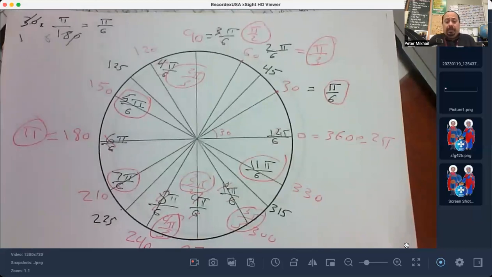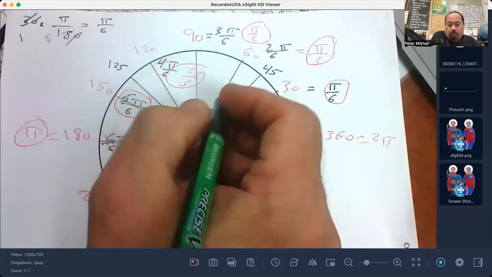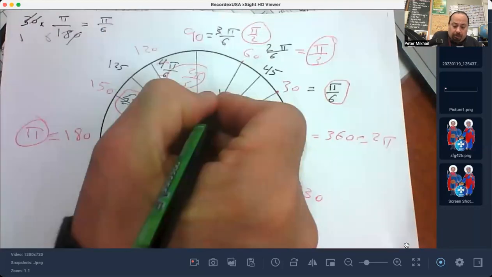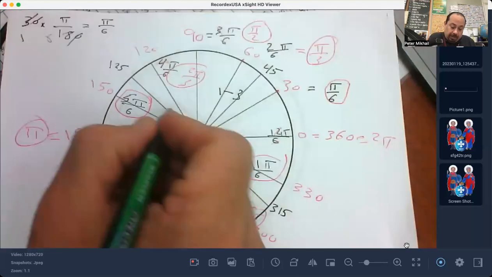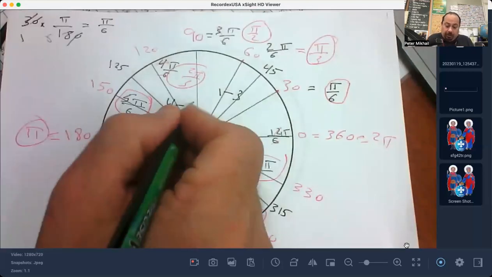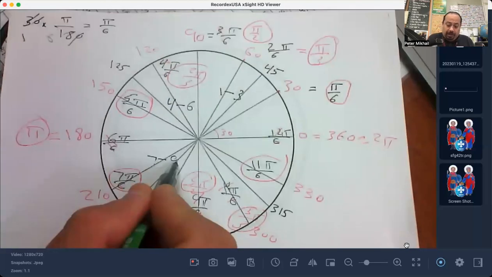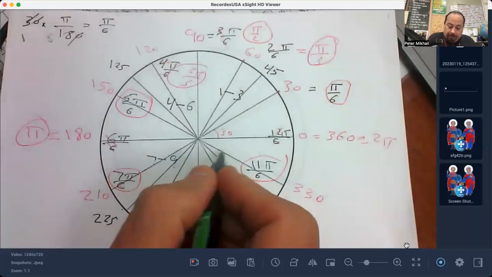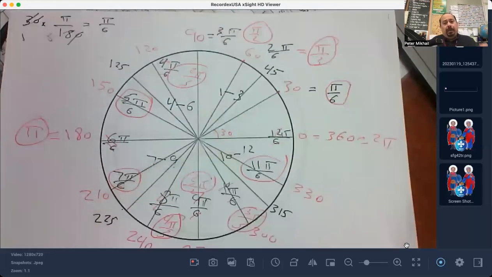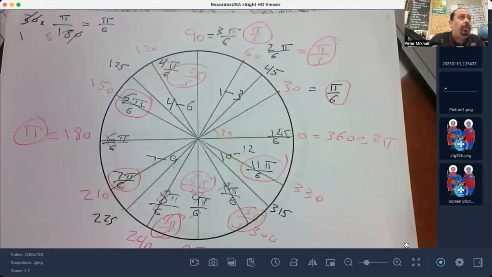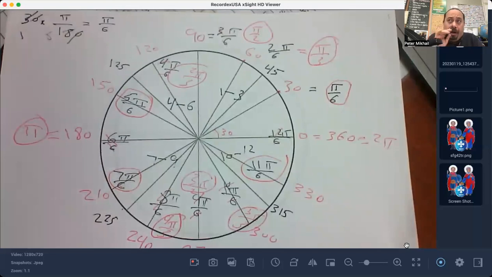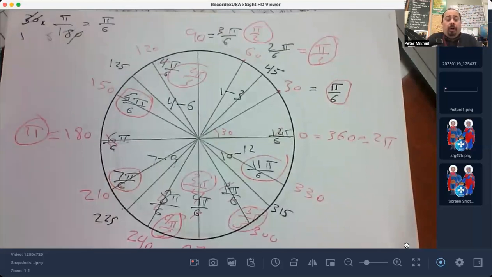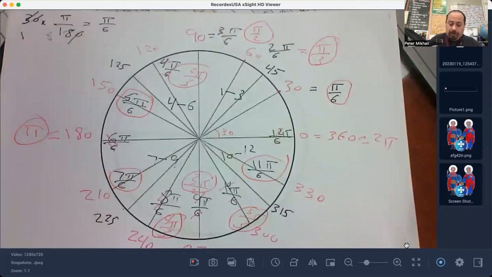Another way to know it: the first quadrant goes from 1 to 3. The second quadrant, 4, 5, 6 pi over 6. 4 to 6. Third, 7 to 9, and 10 to 12. So if you ask me, what is 150 degrees in radians? Oh, 150, that's the second quadrant that goes from 4 to 6. 4, 5, 6. 150 would be 5 over 6, and so on.